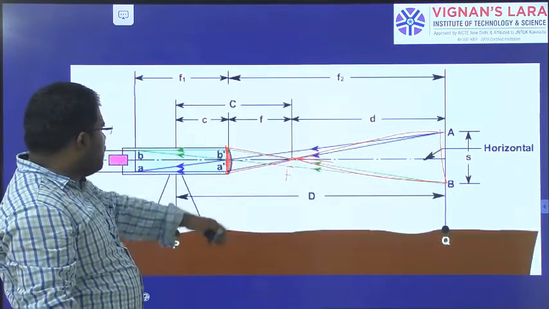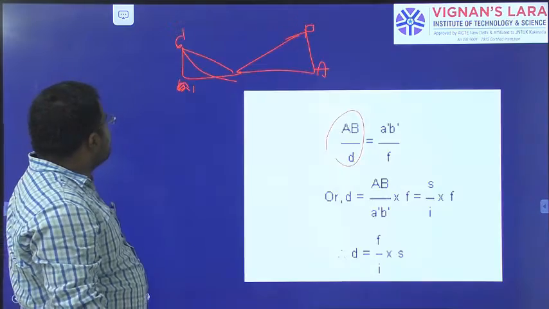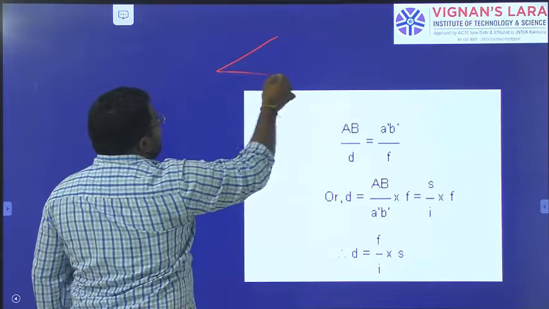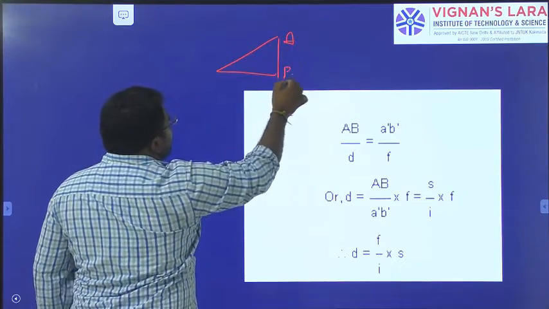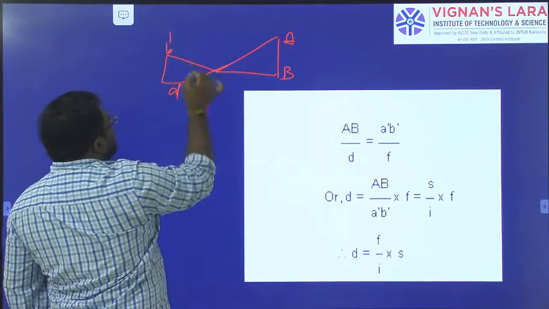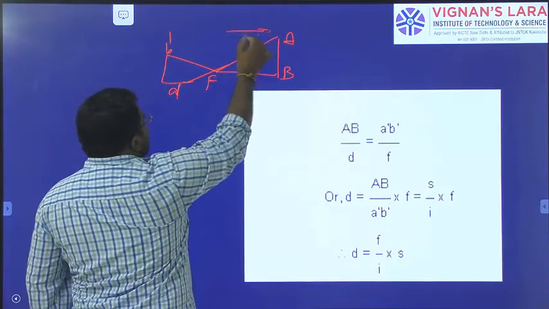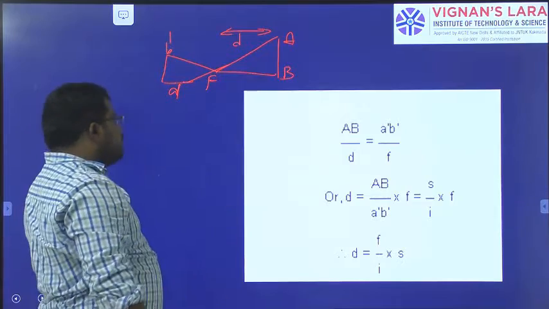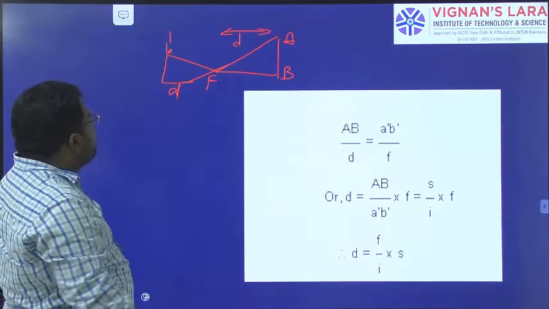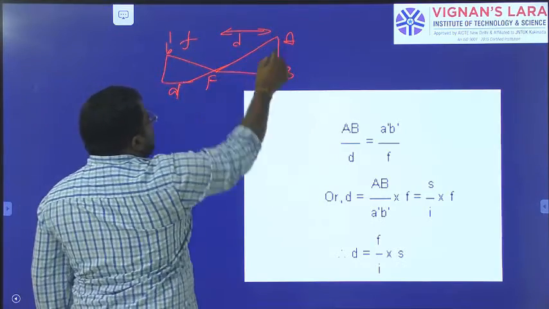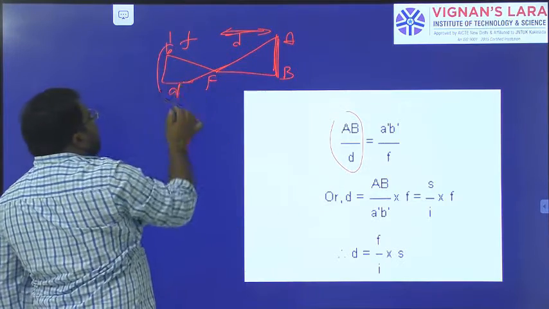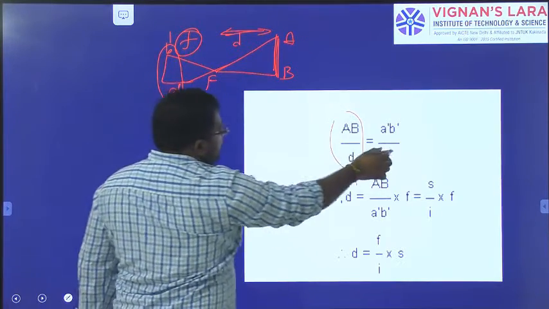The upper is A, the lower is B. So this is one triangle, A, B, and here we have A dash and B dash. This is F. The distance is small d. Next, the distance from here to F is small f. So this side divided by distance, AB by D, is equal to A dash B dash divided by f.